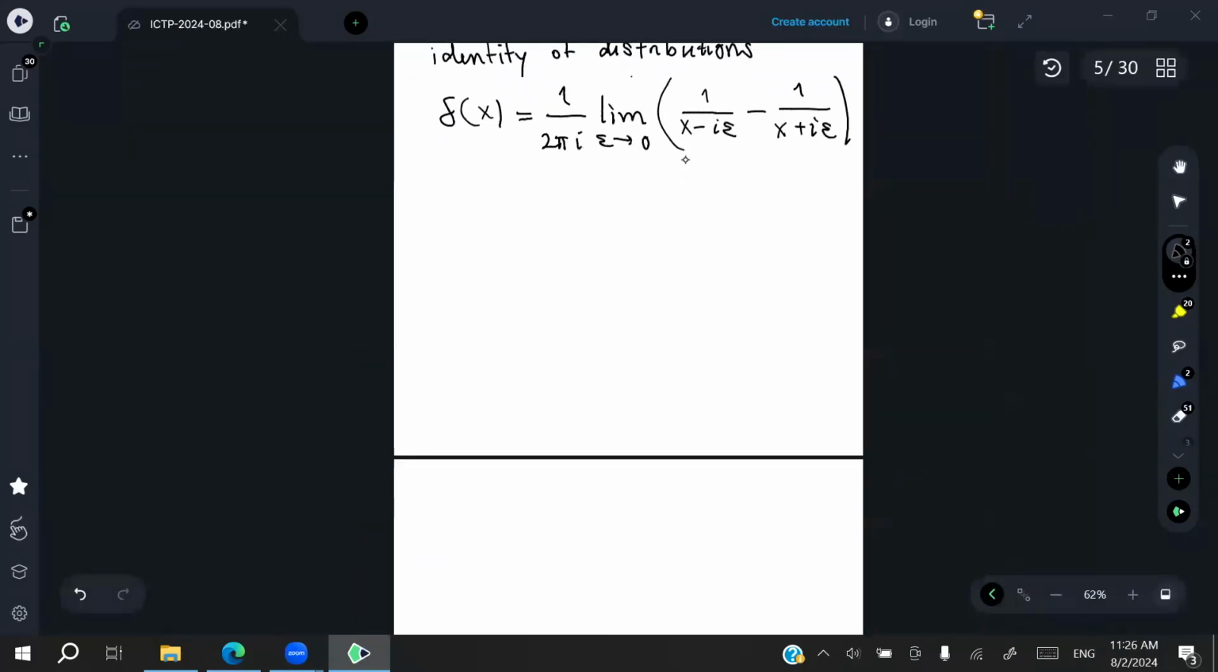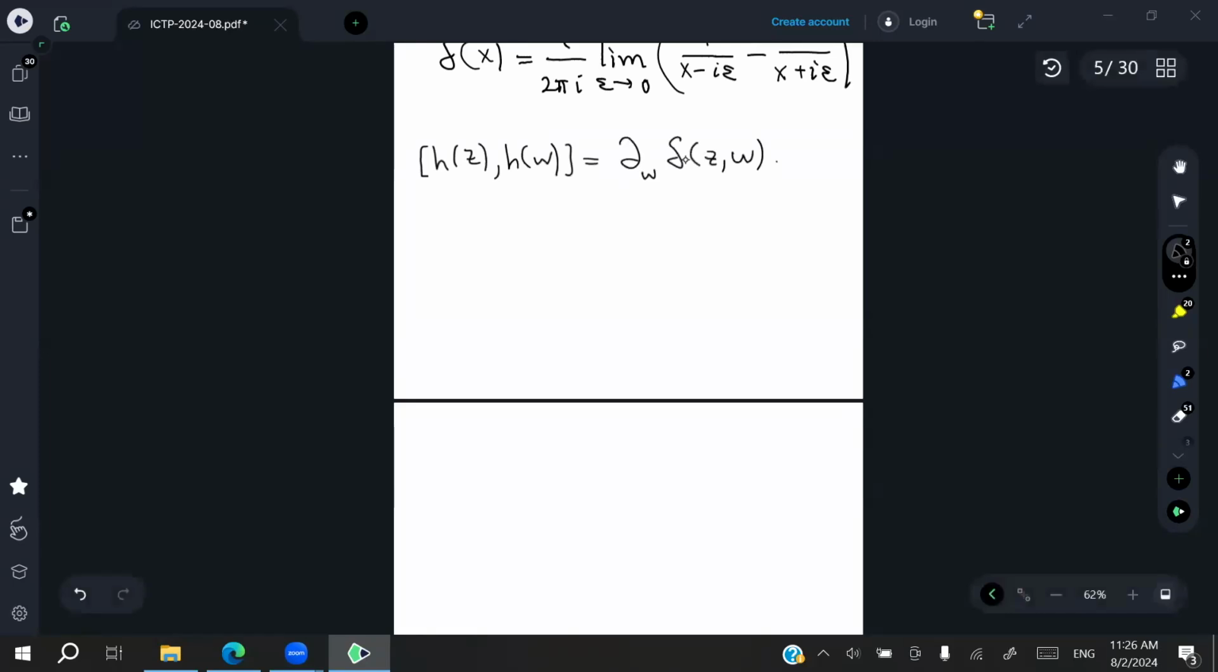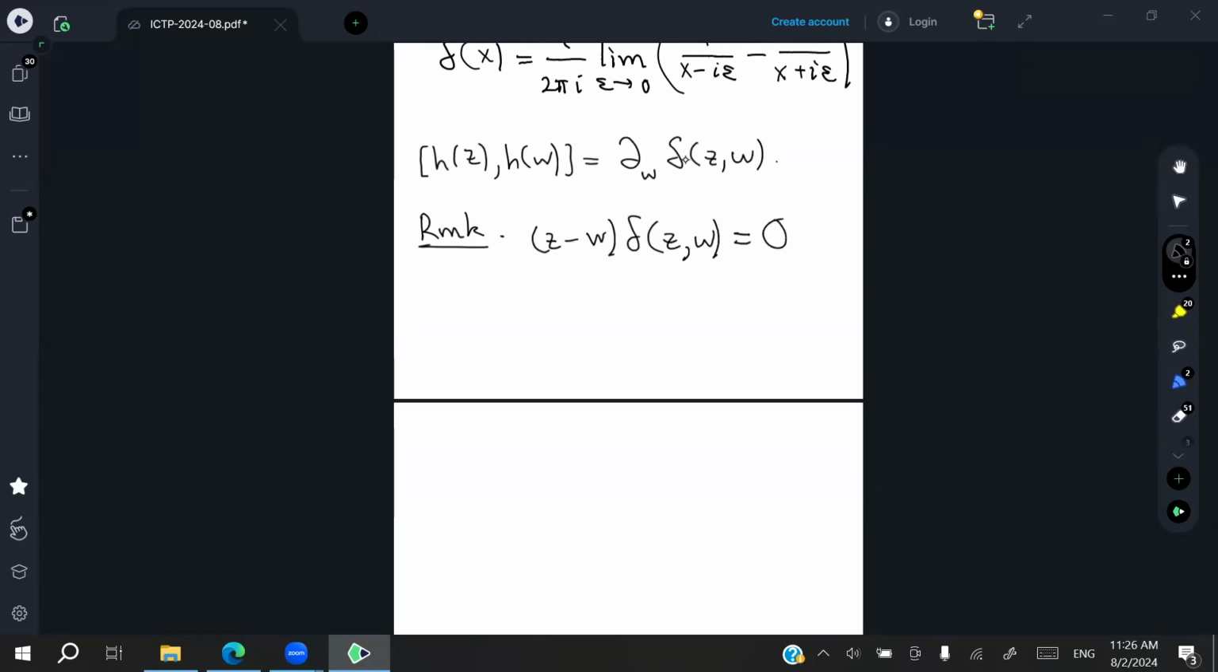So in summary, we have [h(z), h(w)] is the w derivative of our delta function. And just a little remark, the delta function has this property that if you multiply it by z minus w, you get 0, which is kind of reminiscent of the property of the actual delta distribution, right? That x times delta of x is equal to 0.